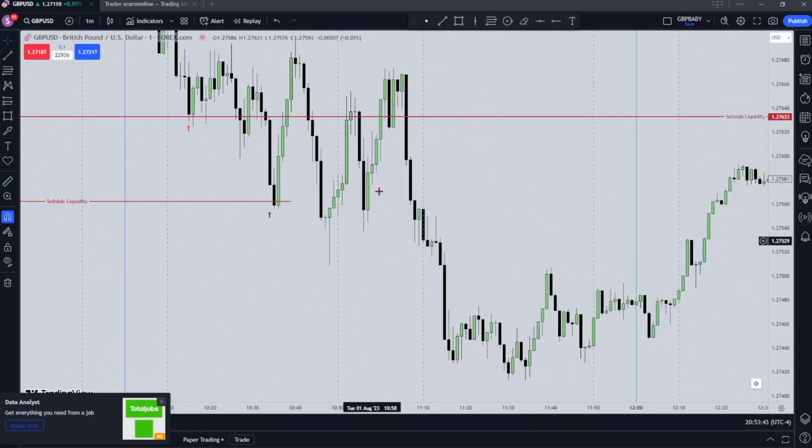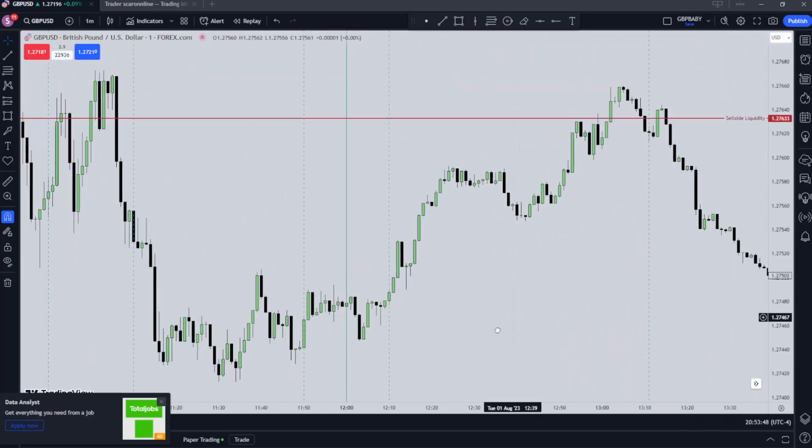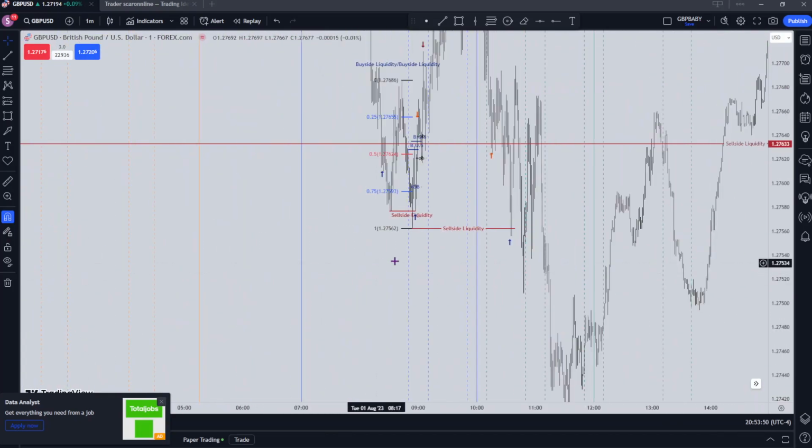Then we have another macro. I don't really like this price action. I don't really trade around these times anyway, so I'm not going to get into that. And yeah, that's pretty much everything.